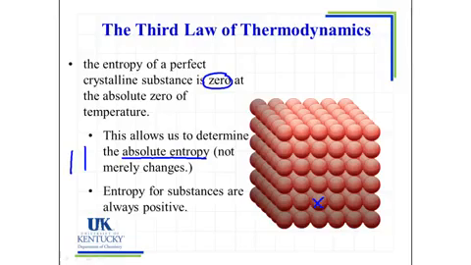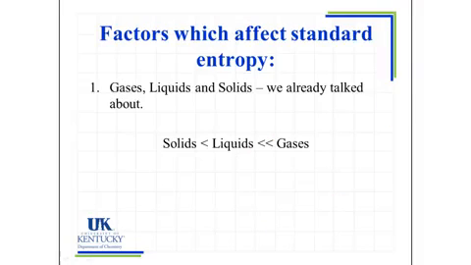So entropies are always positive. 0 would be no disorder, no randomness, and everything above that would be a positive value. There will be a table provided of entropy values. Make sure you note when you're looking up values whether it's in the solid, liquid, or gas state, because that matters, and whether it's aqueous or gaseous, because that matters.